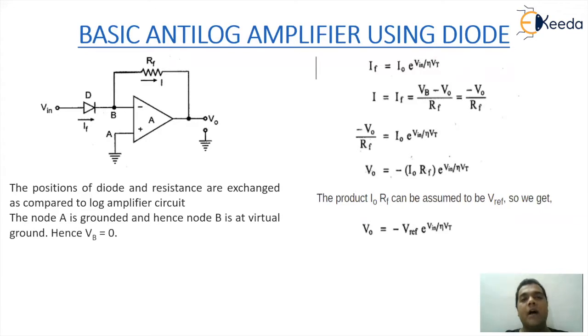where we are going to assume IF is equal to I naught e raised to VF by nu times VT. So now if you observe, the drop across the diode is VF. The node A is at zero potential, that is, the V plus pin of the op-amp is connected to the ground point. That is the concept of the non-inverting pin being connected to the ground. Automatically the inverting pin will also be connected to ground, or you can say it is the virtual ground concept, and it is all because of the property of an ideal op amp.